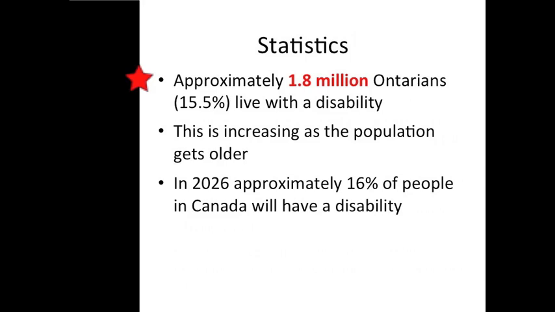Statistics. Approximately 1.8 million of all Ontarians live with a disability, and this is increasing as the population gets older. In 2026, approximately 16% of people in Canada will have a disability.